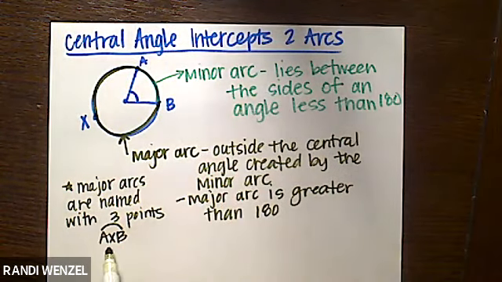So if you're given an arc that has 3 letters, we know that's a major arc. It should be larger than 180 degrees. If you're given an arc with 2 letters, that should be a minor arc and less than 180 degrees.